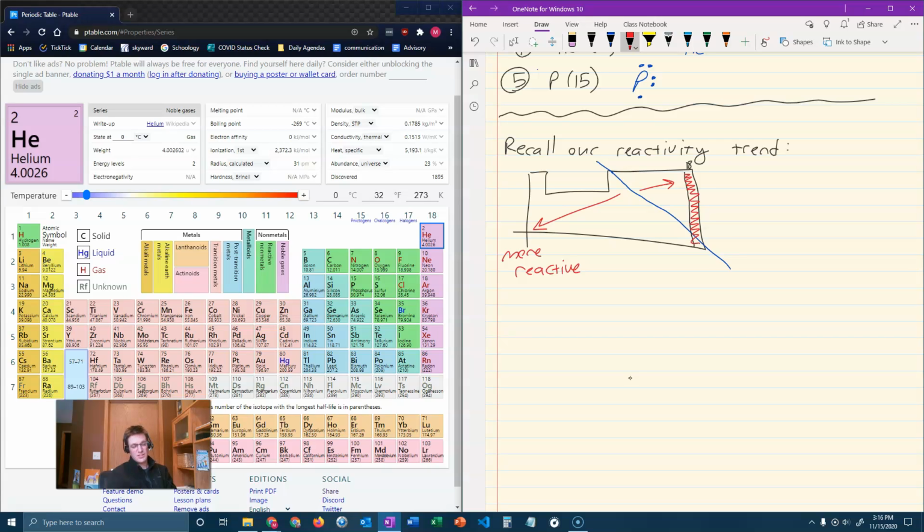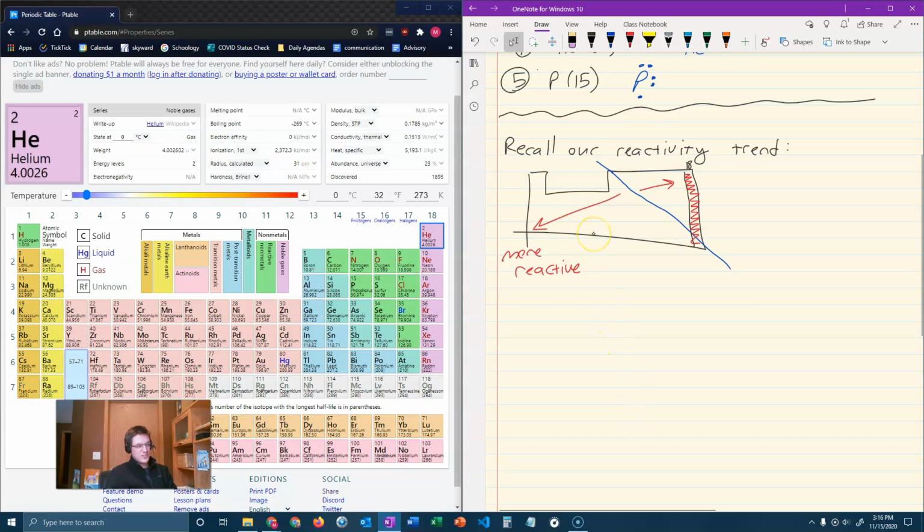In general, you can get some of them to react. I should let you know that, but for the most part, noble gases really are not very reactive. That's why they're called noble gases, right? They're the kings and queens. They don't associate with other elements, with commoners, right?